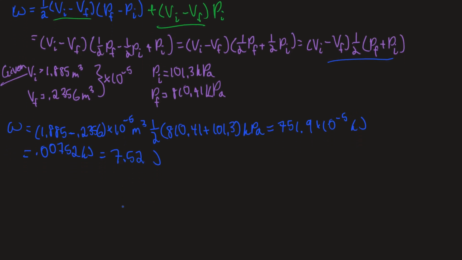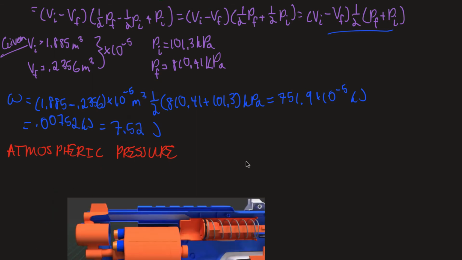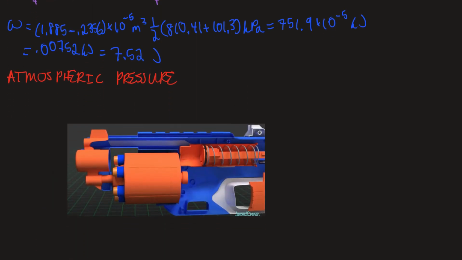Now, is this the actual amount of work that the gun is doing to the bullet? And one thing we have to consider that we didn't in this calculation above is the atmospheric pressure. I'll go ahead and pull in a diagram of the Nerf gun again so we can see why our calculation above wasn't actually quite right.